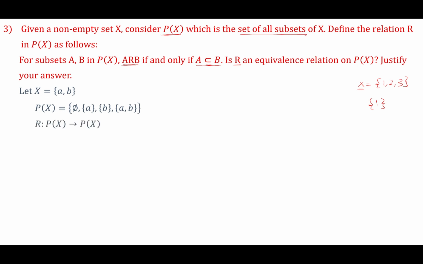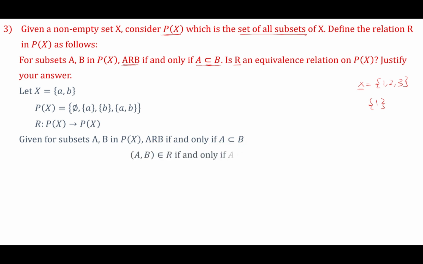And it is also given that relation R on P of X, which means subsets A, B in P of X, then A relates B. It is given if and only if A is the subset of B. A is the subset of B means A comma B belongs to R. If A relates B, the meaning of this one is A comma B belongs to R, if and only if A is the subset of B. This is the given definition. To know whether the given relation is equivalence, we have to show that it is reflexive, symmetric, and transitive.